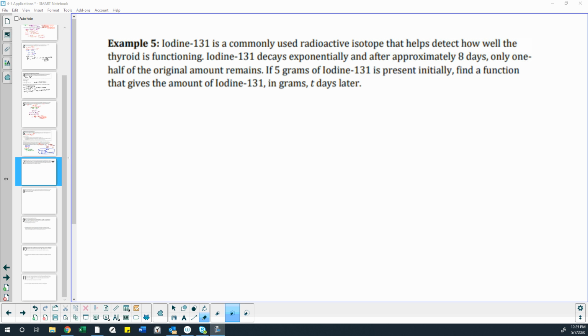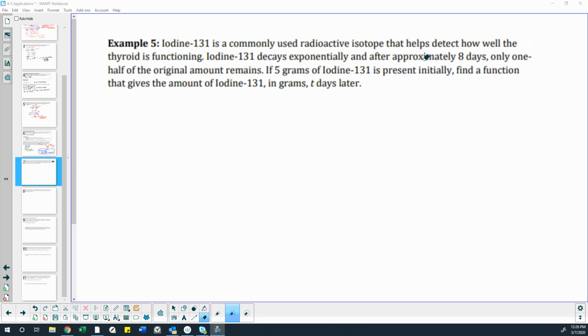Here's another exponential growth and decay example. This one is decay. The last one we looked at was growth. Iodine-131 is a commonly used radioactive isotope that helps detect how well the thyroid is functioning. Iodine-131 decays exponentially, and after approximately 8 days, only 1/2 of the original amount remains.